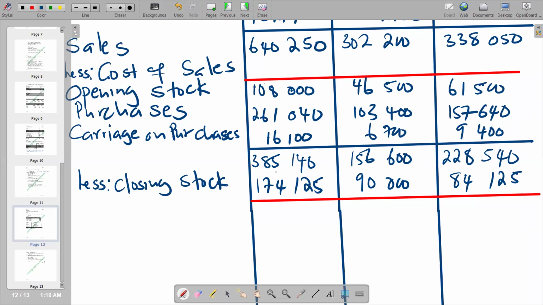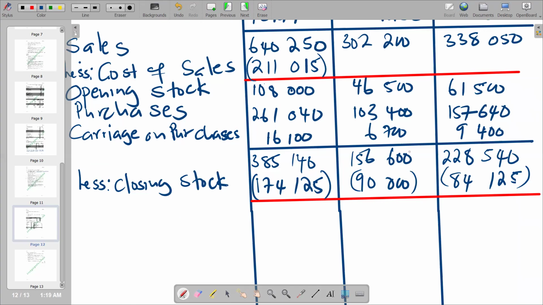So for the total column, it's 385,140 minus 174,125. We can show this by putting brackets. So we'll subtract in the total column the answer that you're supposed to get here for cost of sales, which is 211,050. And you see that we are saying less for cost of sales, so we are subtracting. So we put brackets again.